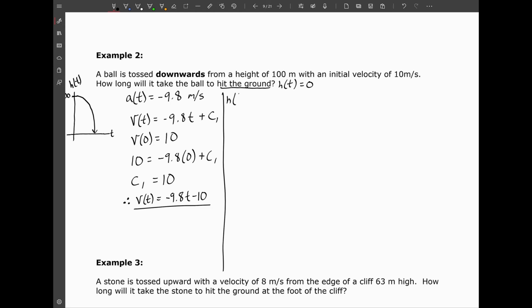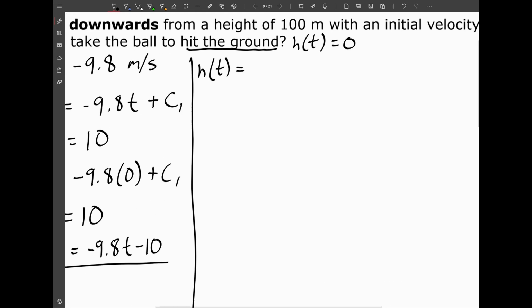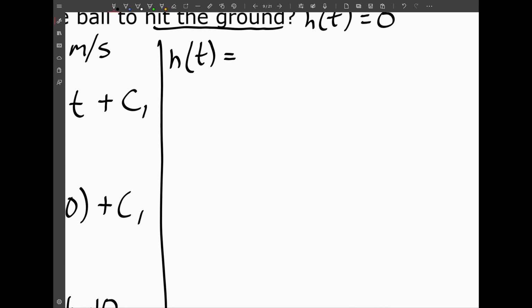Okay, so h of t is going to be in place of our position, and so that means it is the antiderivative of v of t, dt. So our antiderivative, I should say, that's going to be the antiderivative of negative 9.8 t minus 10.